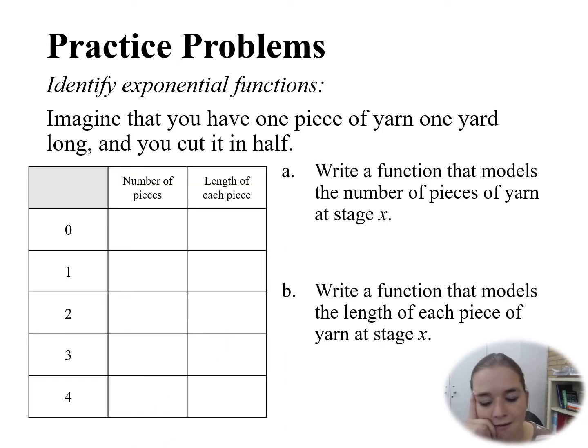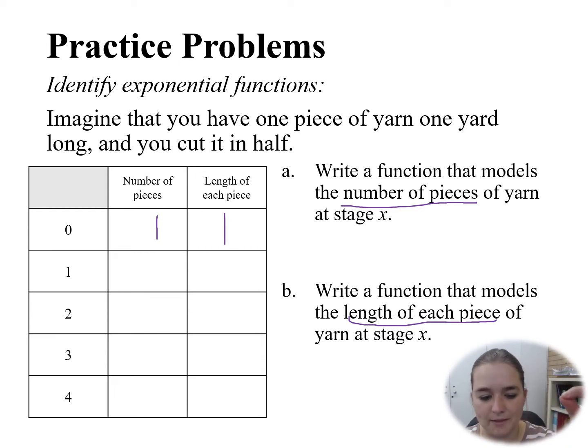So now let's do a little thought experiment. This is a real life situation that you could have where you have a string or yarn 1 yard long and you cut it in half. So what we want to do is write a function that models the number of pieces of yarn, or a function that tells me about the length of each piece. So first, at stage 0, I have one piece of yarn and it's going to be 1 yard long.